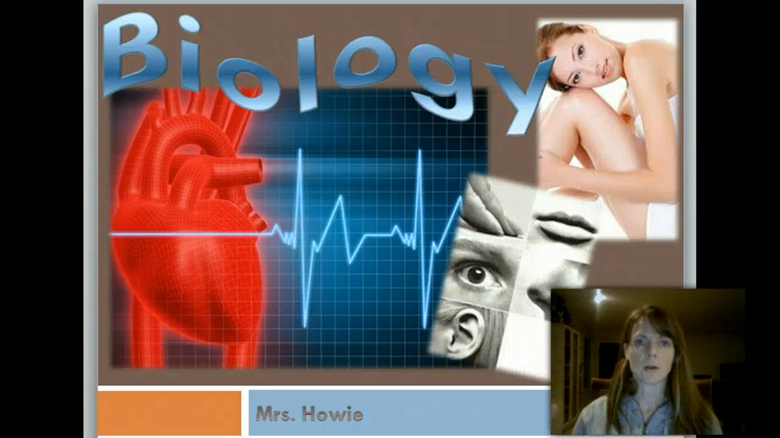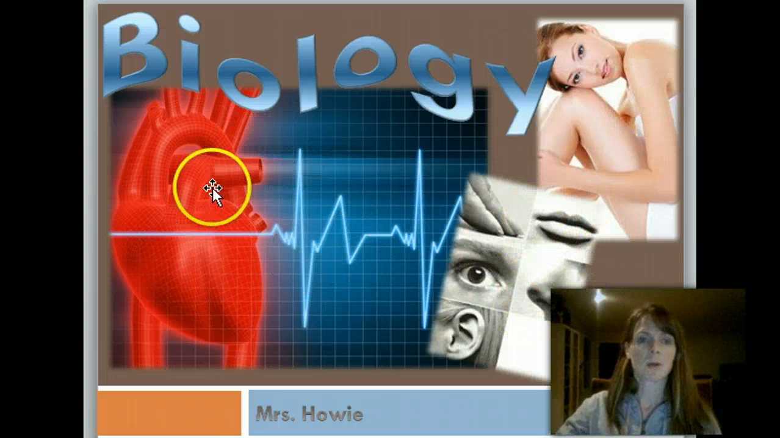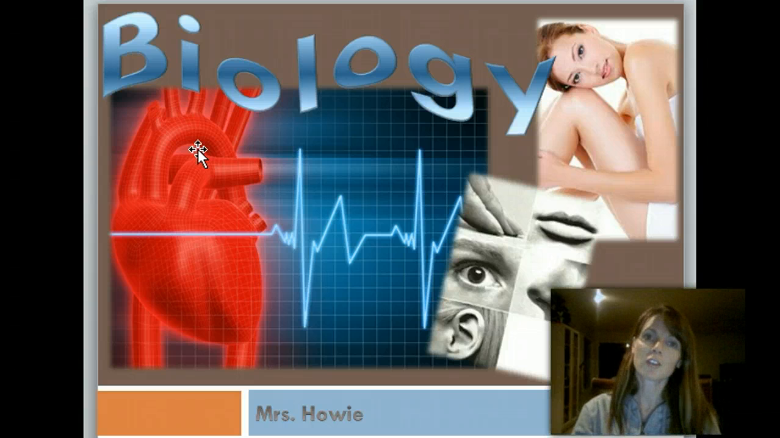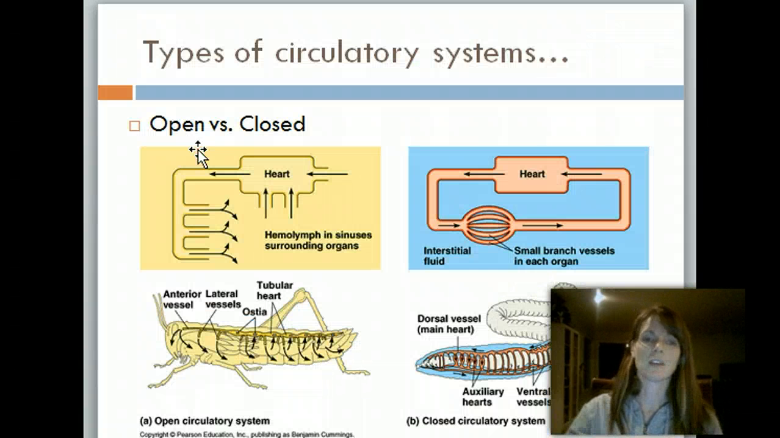Okie dokie. So, last part for this section, we're going to talk a little bit about this right here. Yes, the circulatory system. So, we've already talked about the skin, we've talked about the senses. We're going to end this section with the circulatory system, which obviously has to do with the heart and the blood vessels and, yeah, lots of stuff.